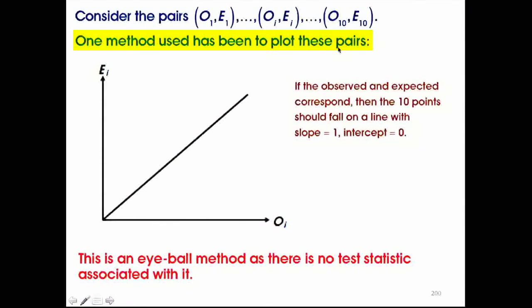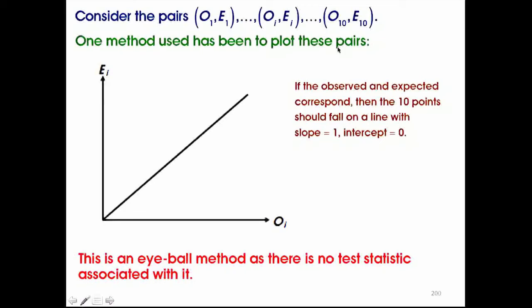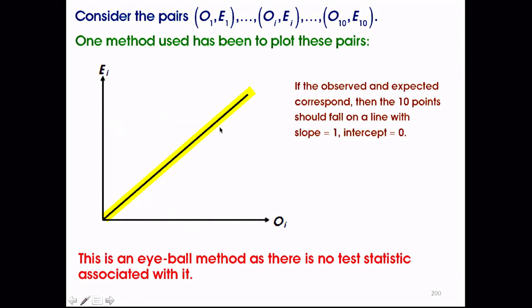Now, one method that has been used, not very often, but people have used for lack of anything better, was simply to plot those observed and expected counts over the 10 deciles. If you plotted the 10 points on this graph, you would hope that the points could be fit by a straight line going through the origin having slope of 1. I mean, you would hope that if the expected number of events in a decile was 10, the observed number would be 10.